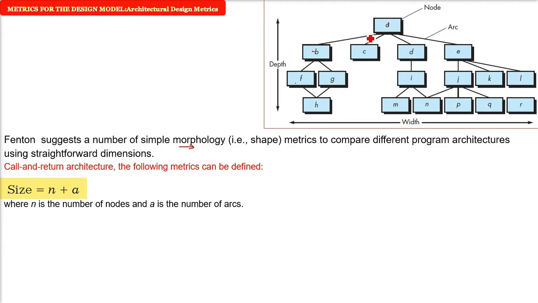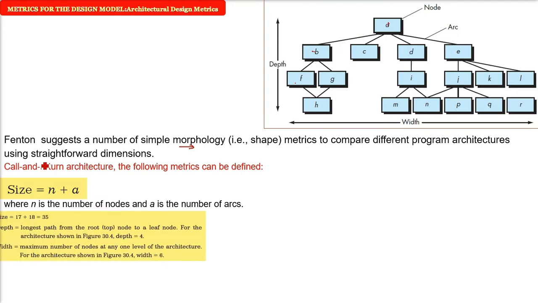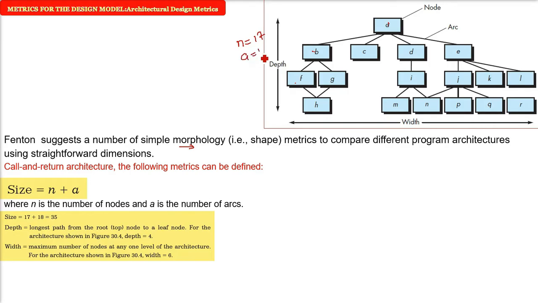So N plus A, nodes plus arcs, is going to give you size. When you add them, if you consider these nodes, there are 17 nodes. How many arcs are there? There are 18 arcs. Add them. And what are you going to get? 35. So size you got.